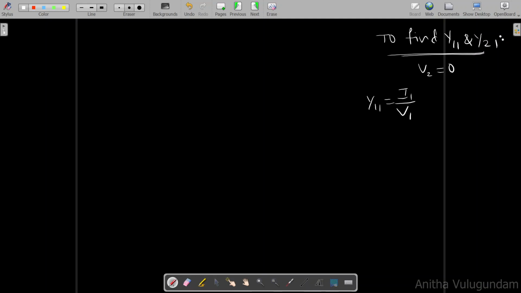Let us start with finding first Y11 and Y21. To find Y11, V2 equal to 0. Y11 equal to I1 by V1 when V2 equal to 0, and Y21 equal to I2 by V1 when V2 equal to 0. Let us redraw the circuit.